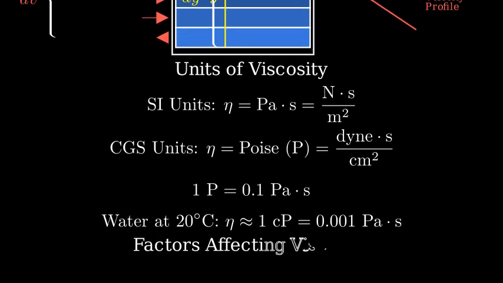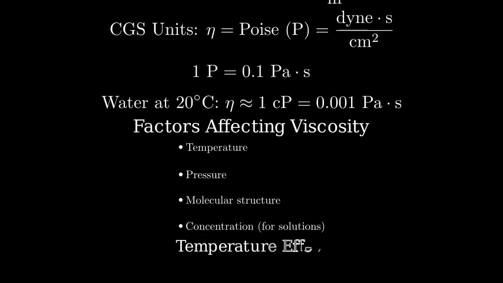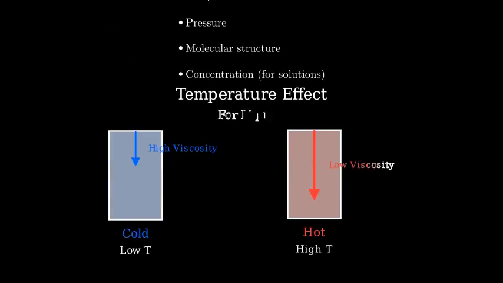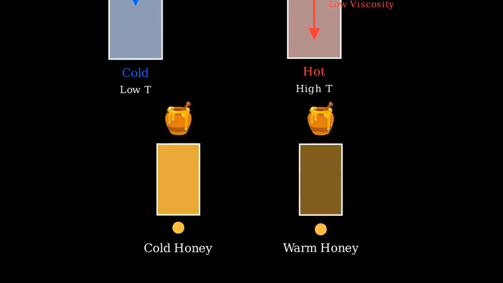Several factors affect a fluid's viscosity. First, temperature. For liquids, viscosity decreases as temperature increases. This is because higher temperatures give molecules more energy to overcome attractive forces. For example, honey flows much more easily when warm than when cold.